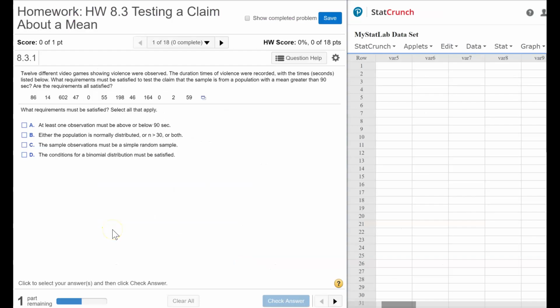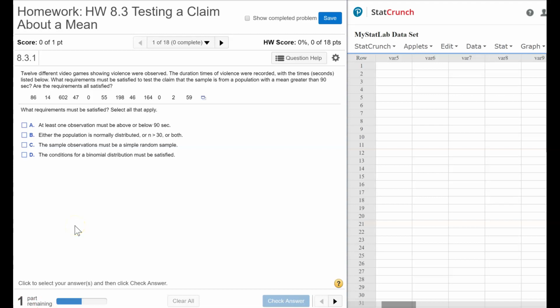Let's look at one of the examples from your homework for this chapter. 12 different video games showing violence were observed. The duration times of violence were recorded, with the times in seconds listed below. What requirements must be satisfied to test the claim that the sample is from a population with the mean greater than 90 seconds? Are the requirements all satisfied?